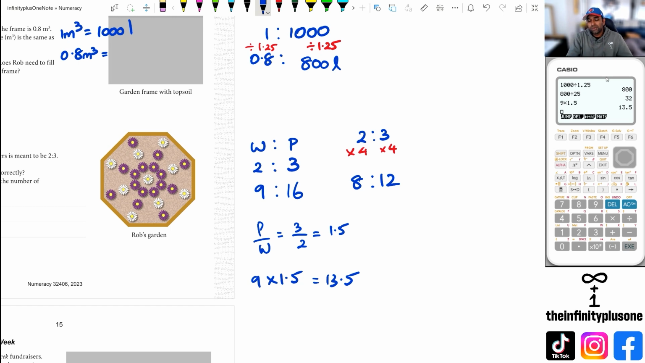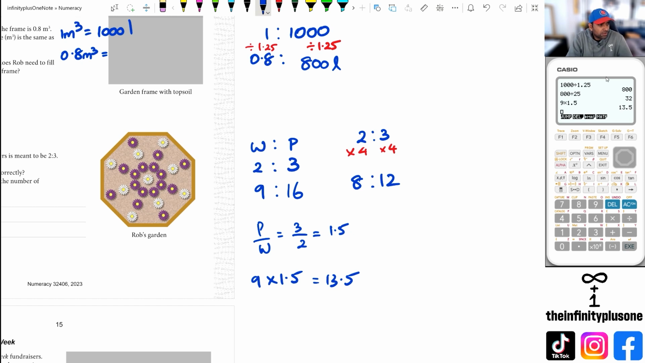So this is one way you could say his ratio is not correct. For starters, he can't actually plant 9 because it's 1.5. The ratio is like 1.5 purple flowers per white flower. So it doesn't make sense for 9, because you're going to get like half a flower. So it doesn't work for that. So that's one way of doing it.